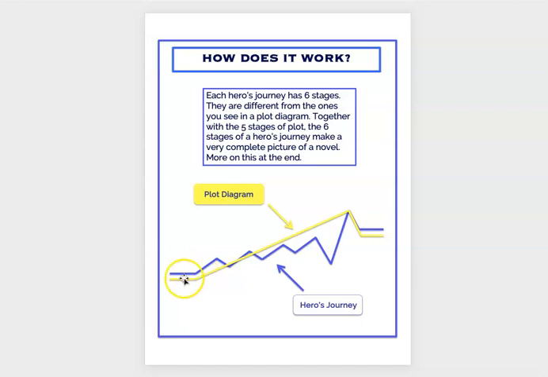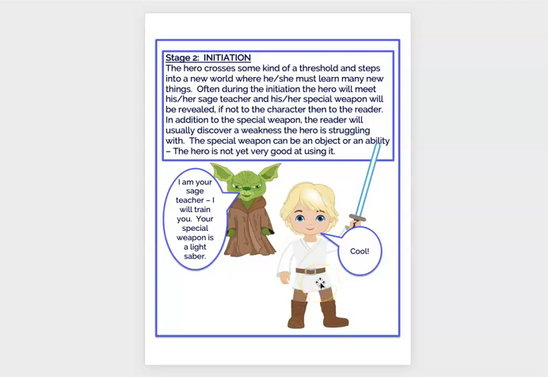And this is the hero's journey mirrored alongside it, which has 6 stages, and we will talk about each of the stages and then come back and look at this again now that we've looked at all the stages. Okay. So the initiation is when the hero crosses a threshold of some kind and steps into a new world.